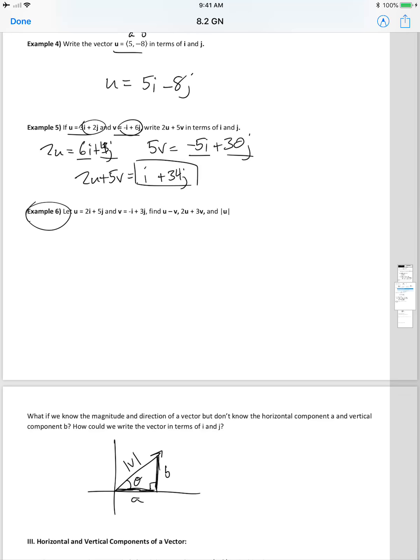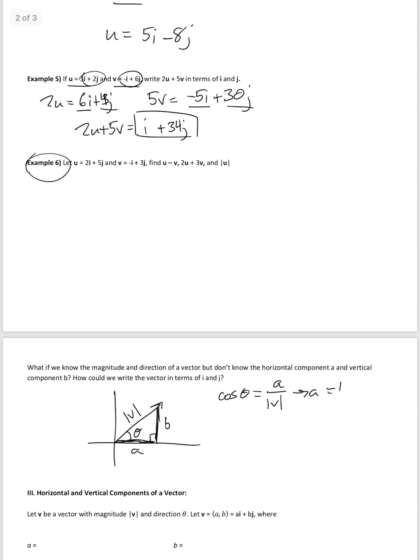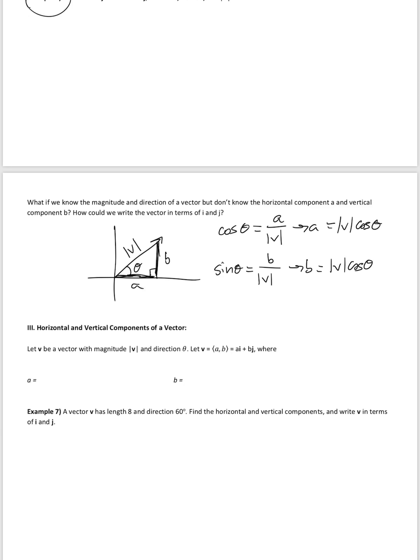Well, you guessed it, that's a right triangle. And I know the angle and I know the magnitude, so the cosine of that angle is going to be adjacent A over hypotenuse, magnitude of v. If I solve for A, A equals magnitude of v times the cosine of theta, the direction. Similarly, sine of theta is opposite over hypotenuse. Solve for B, that vertical component, and we get the magnitude of the vector times the sine of the angle. So in fact, those are our formulas here.